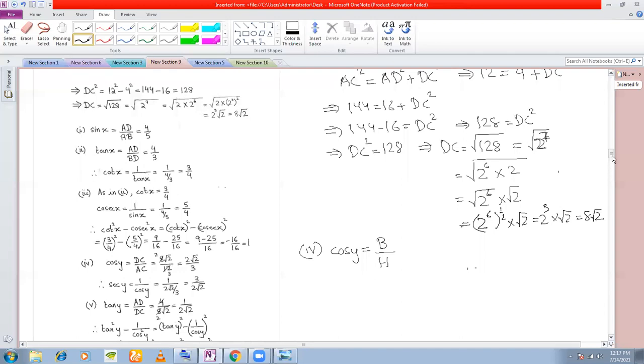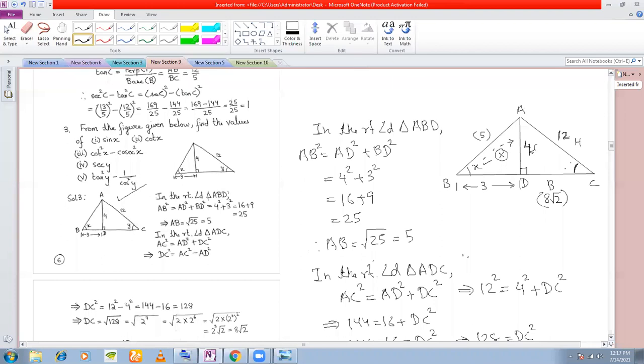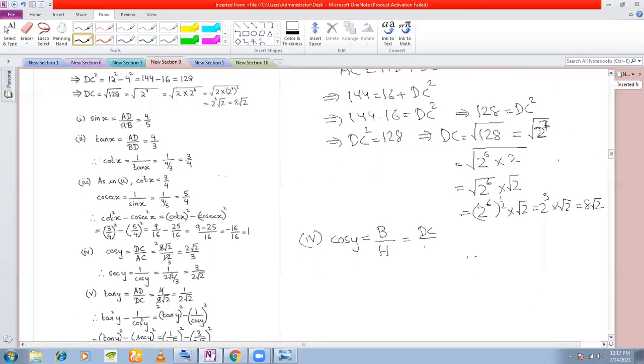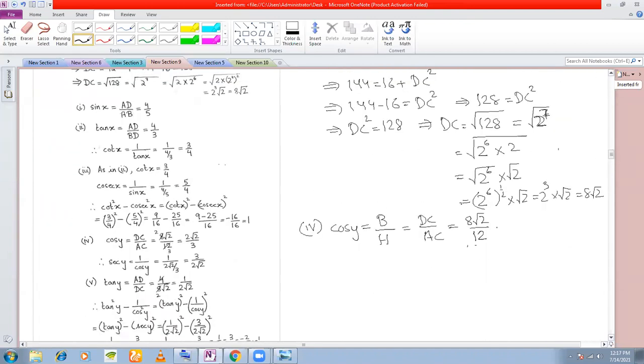So now cos y we need to calculate. Cos y is base by hypotenuse. Look at the right angle triangle. Here, which one is the base? Because we are talking about this angle y here, this was our perpendicular and this was our base. So base is DC. Let's write DC. And hypotenuse here is AC. So DC we have calculated above to be 8 root 2. And how much is AC? AC here is 12. So we cancel with 4. So this is 2 root 2 by 3, cos y.